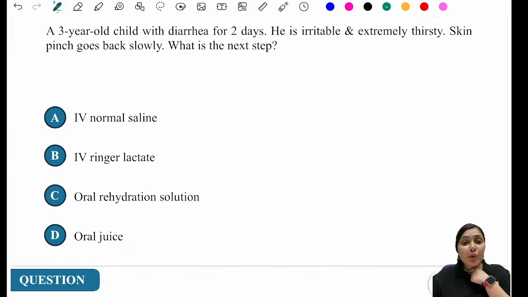We have a 3-year-old with diarrhea for 2 days. He's irritable and extremely thirsty. The skin pinch goes back slowly. What is the next step? IV normal saline, IV ringer lactate, oral rehydration solution, or oral juice. So what do you think? What this child has? Does the child has no dehydration, some dehydration, or severe dehydration?